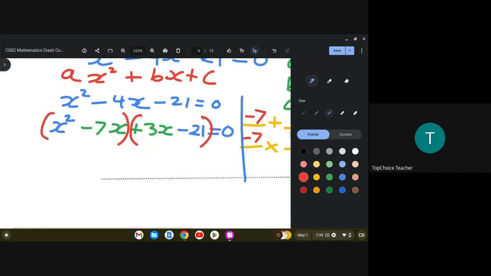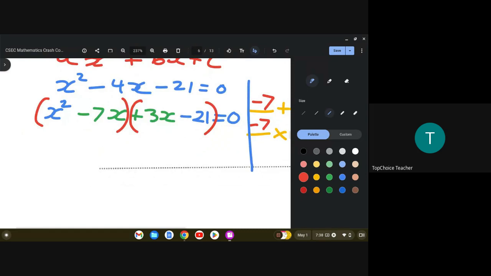Now that we've done this grouping, what do we do next in this factorization method of solving a quadratic? Well, we do something now. Each group in here, we find the common factor. Very good. What is the common factor inside this first grouping? We have 2 terms here. What is common to both of these terms? We have x squared and negative 7x.